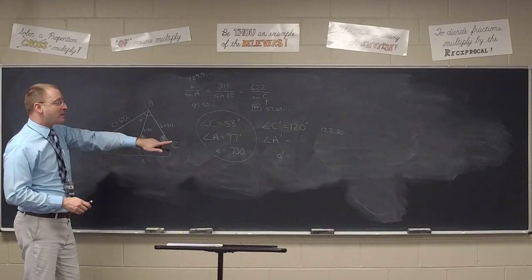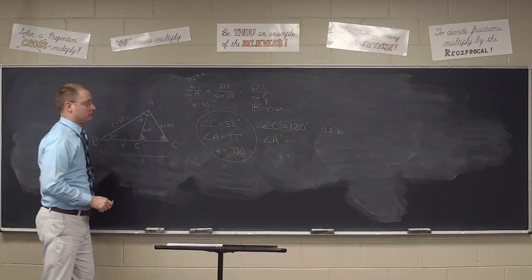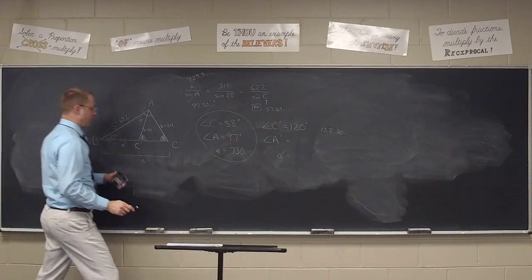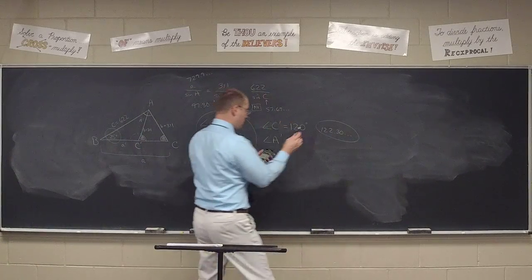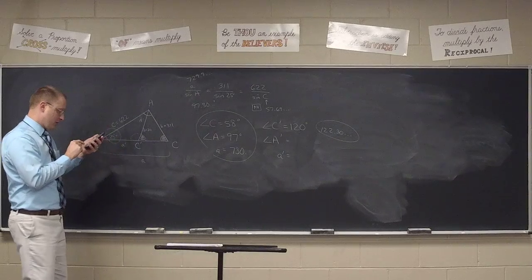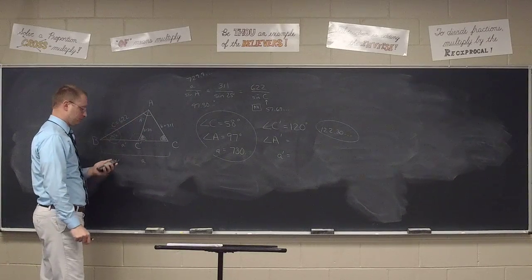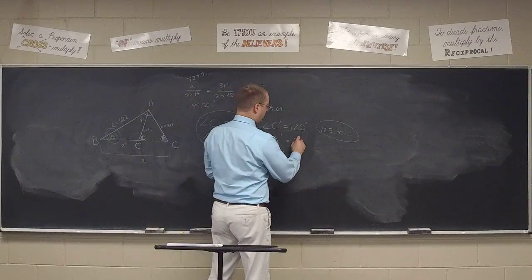Then to find angle A prime, we're going to take the 25, not law of sines yet, we're going to take the 25, take the 122 that's still on my calculator, add those, subtract from 180. How big is angle A prime up here? It's going to round to 33 degrees.